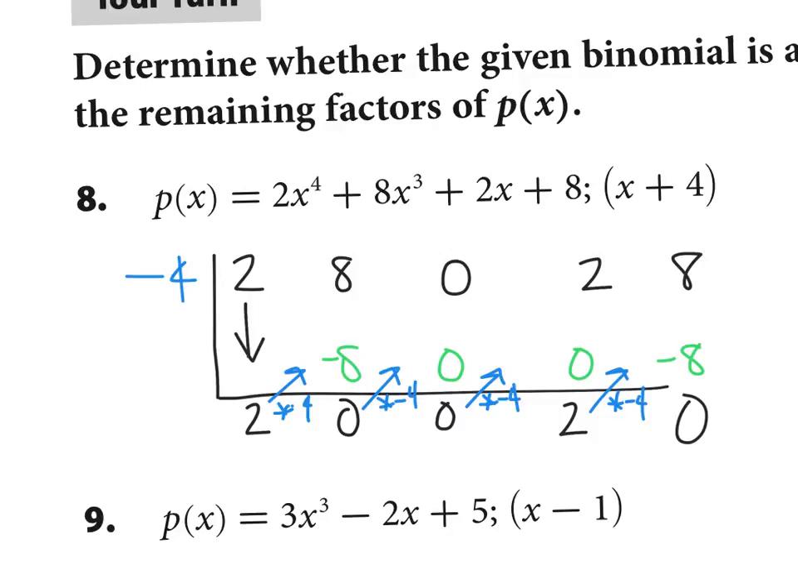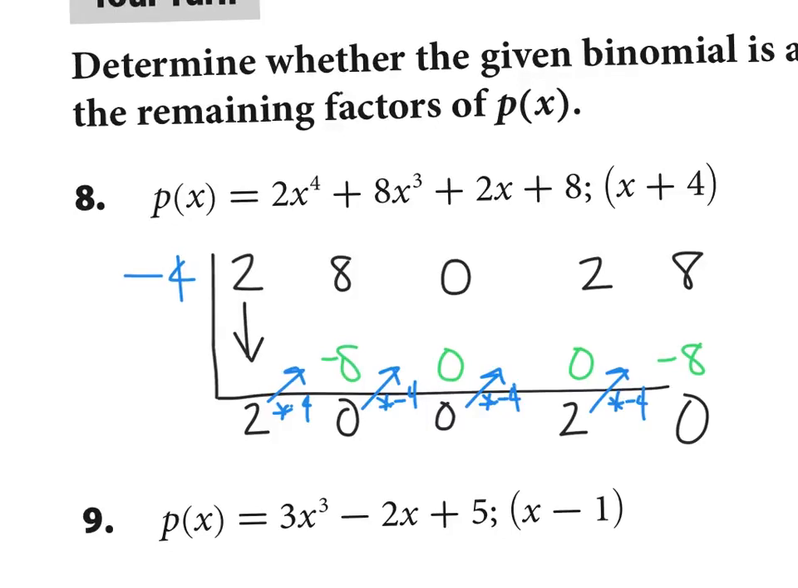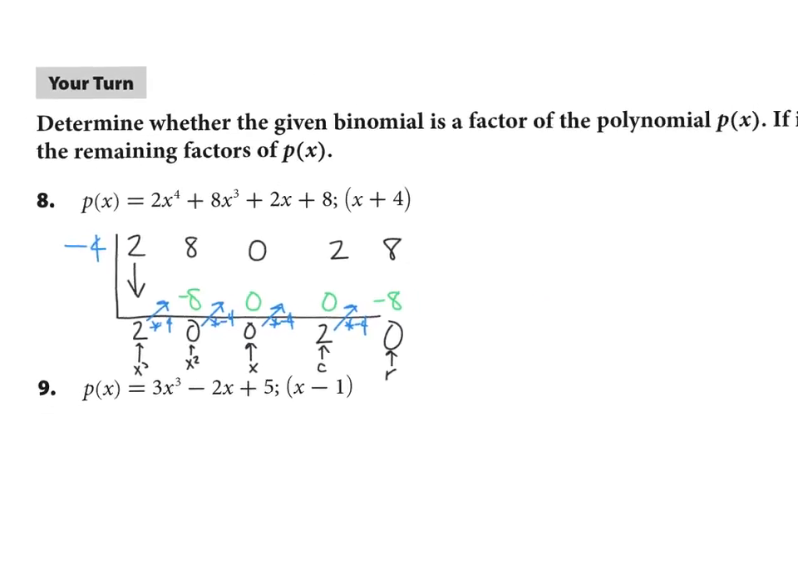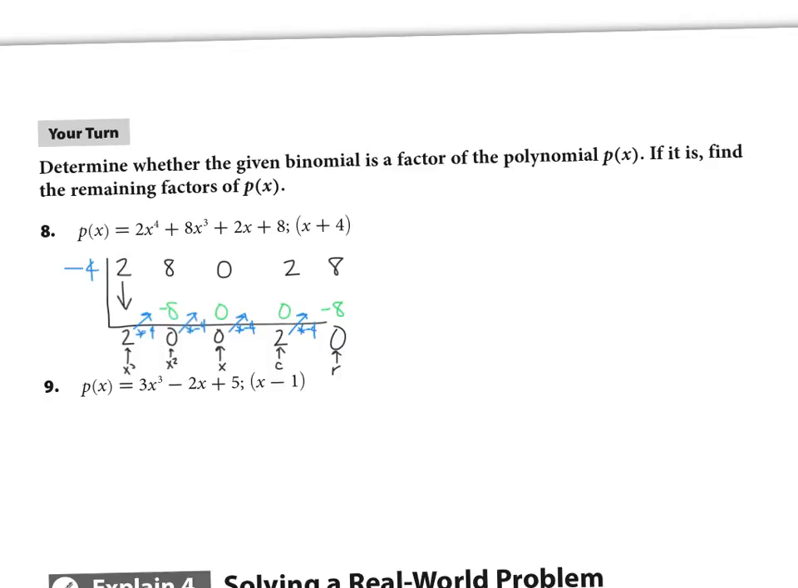So what is our remainder in this problem? 0. Is that okay? Yes. So what does that mean if we get a remainder of 0? It does. And this is our constant. This is x. This is, and this is, okay. All right, so that means my answer that I end up with is just 2x cubed plus 2.